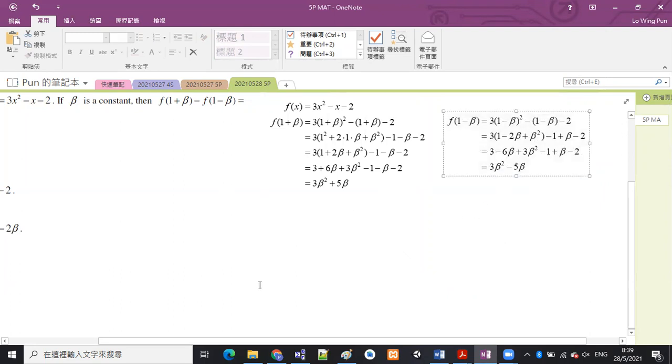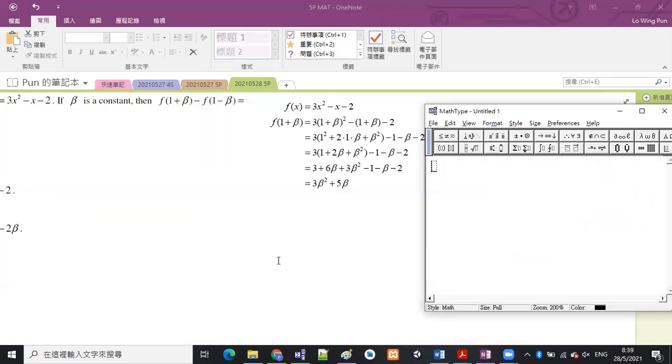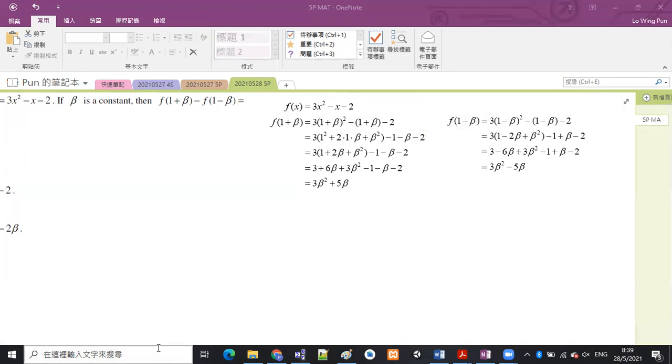Okay, so this is the second preparation. The question asks to find the difference between these two functions' values. So we just put them together to find the answer. F(1 plus beta) minus F(1 minus beta) should be equal to, so normally I will put a bracket to this first, 3 beta square plus 5 beta, and then minus the bracket 3 beta square minus 5 beta.